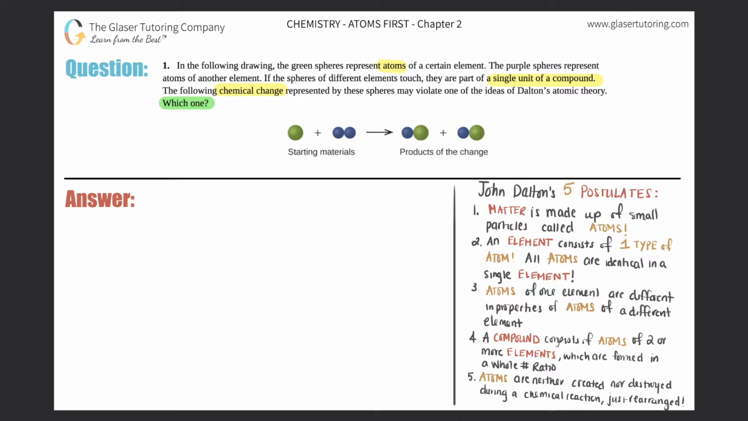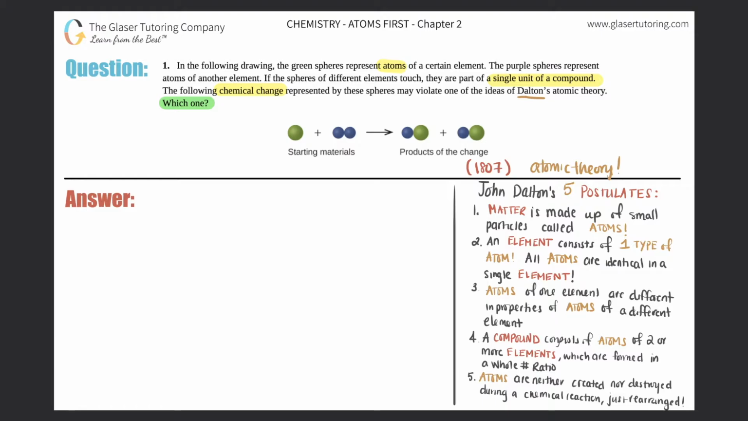Which one? Okay, so first thing, we see our boy Dalton, so we should know what he founded, right? John Dalton came up with the 5 postulates of atomic theory. So I have them written down right here on the right-hand side. And just know that John Dalton, who was, I think, a school teacher, created these, I think, in the year 1807. So it's more than 200 years that we know about matter and atoms and compounds.